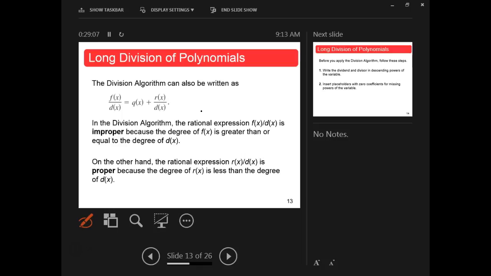On the other hand, the remainder, the rational expression r of x over d of x, has got to be proper. The degree of the remainder has to be less than, not less than or equal to, less than the degree of d of x, for that to be a proper rational expression. And we'll use that again in calculus. Believe me, I just did it last week.